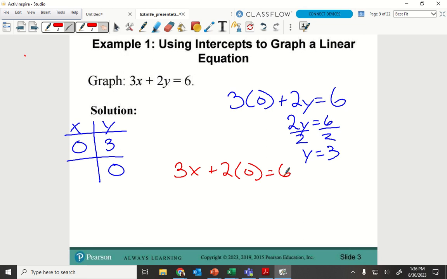I like color coordinating these. I do. I change colors to make it look amazing.